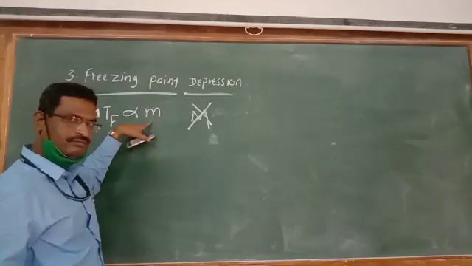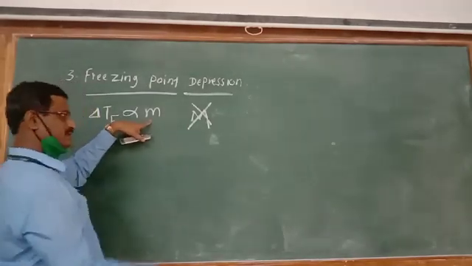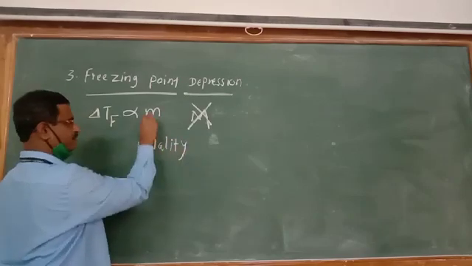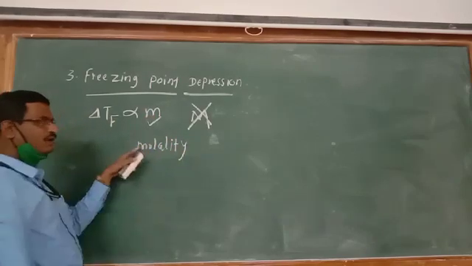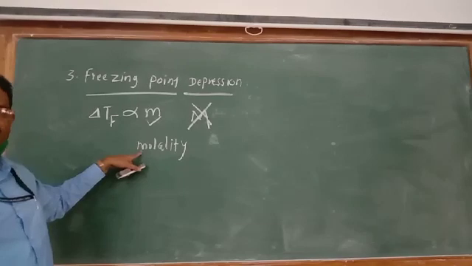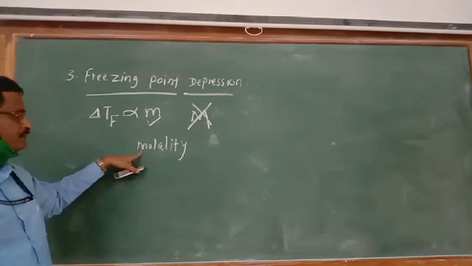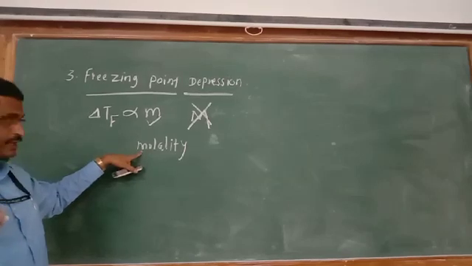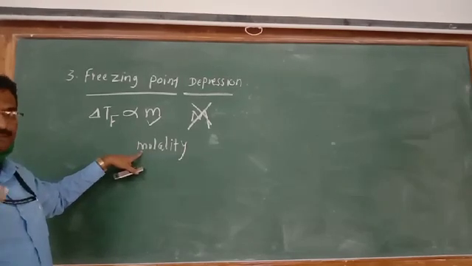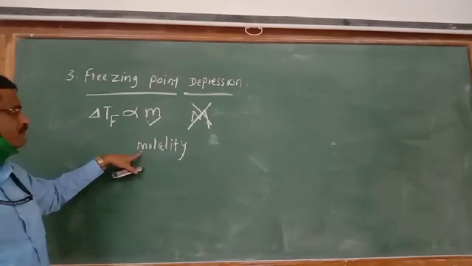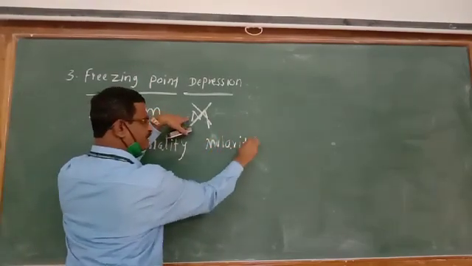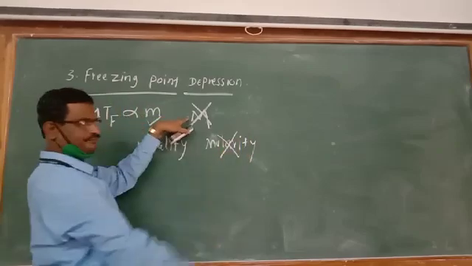What is small m? Molality. See the difference. Small m is molality. This is what we are using. Molality is the number of moles of solute present per kilogram of solvent, not solution. Present per 1 kilogram, each kilogram of solvent. And this is the capital M, molarity, but this molarity we are not using.